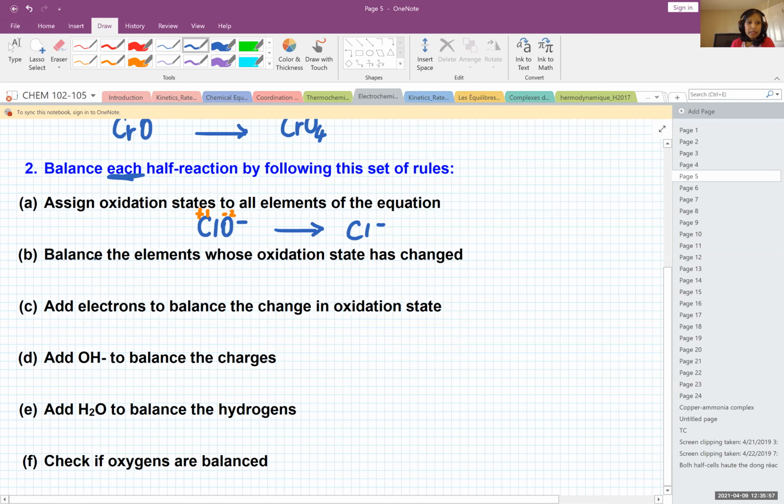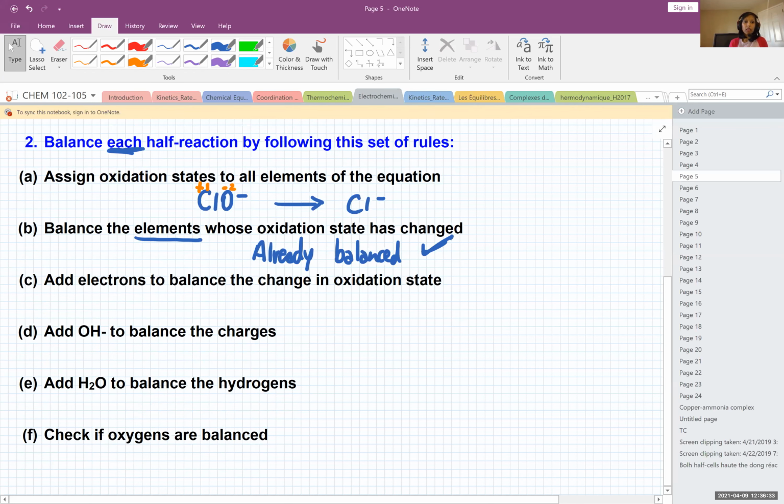Now, the next step tells me to balance the elements that have had a change in their oxidation state. In my equation, I only have 2 elements, chlorine and oxygen. I have oxygen on only one side. I don't have oxygen on the other side of my equation because it's not balanced yet. So I look at chlorine, and I see that I have one chlorine on each side. So I'm good. In this case, it is already balanced. If it's not, you balance it. So tick, I move on. If something is already done, then you don't need to do anything. Move to the next step.